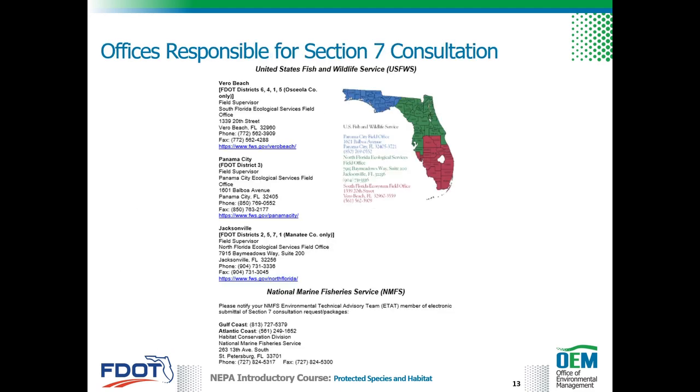For federally funded, authorized, or implemented projects, Section 7 of the ESA requires consultation with the services to ensure that actions are not likely to jeopardize the continued existence of federally endangered or threatened species or result in the destruction or adverse modification of critical habitat. This shows the contact information for each federal wildlife agency office that serves as an ETAT member and is responsible for Section 7 consultation in the state of Florida. It is imperative that each district coordinates with the appropriate office.